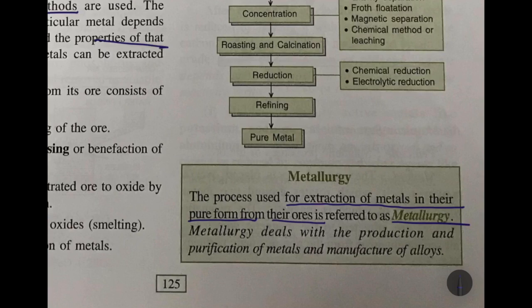So when we talk about metallurgy, we are talking about the production and purification of metals, and of course the manufacture of alloys as well. You know, alloys are a mixture of 2 or 3 metals to make it more durable, stronger or lighter accordingly.